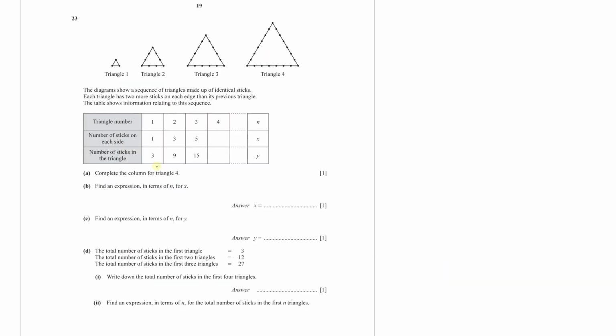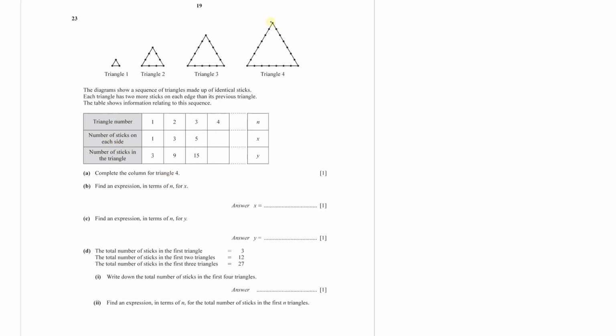Question number 23: the diagram shows a sequence of triangles made up of identical sticks. Each triangle has two more sticks on each edge than its previous triangle. The table shows the information below. So you have triangles, number of sticks on each side, and number of sticks in the triangle. You have to complete the column for triangle 4, so the number of sticks on each side for triangle 4.